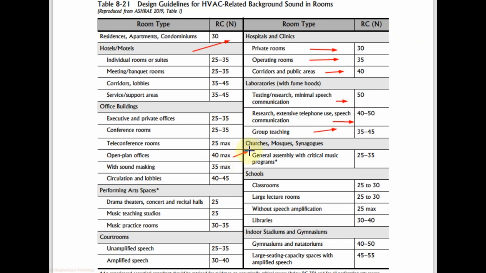For churches, mosques and temples, general assembly with critical music program 25 to 35. For schools, classroom 25 to 30, large lecture room 25 to 30, without speech amplification 25 maximum, and libraries 30 to 40. Indoor stadium or gymnasium 40 to 50, large seating capacity space with amplified speech 45 to 50.